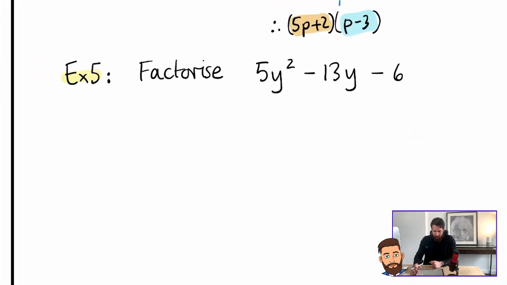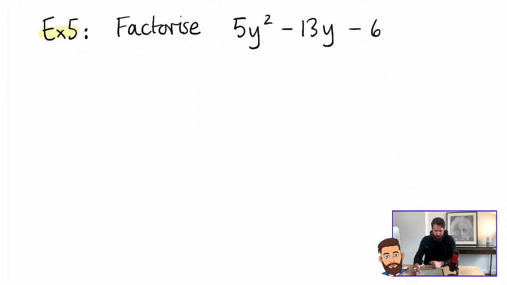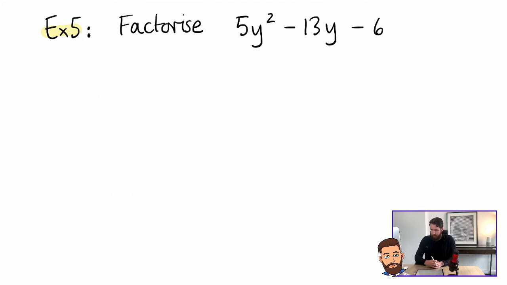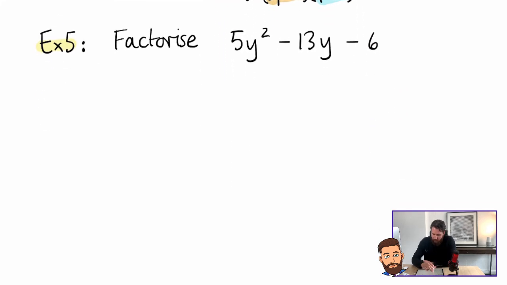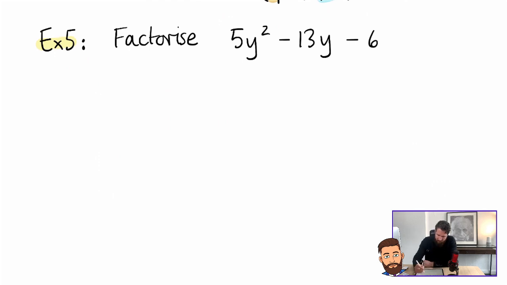That takes us on to the final basic example, which is example 5, where we have got 5y squared minus 13y minus 6. Okay, so the first thing we're going to do is multiply those together.